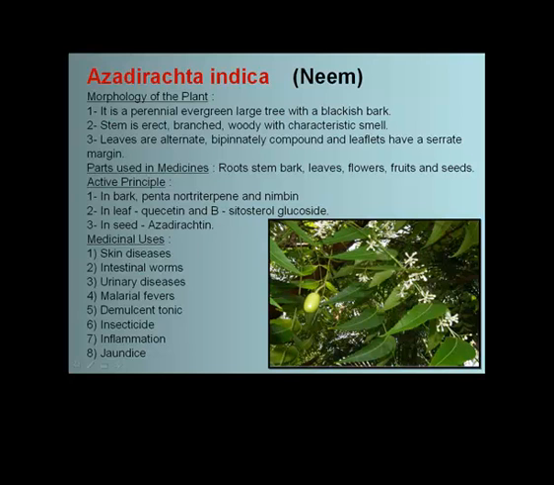Active principle: in bark, pentanortriterpene and nimbin. In leaf, quercetin and beta-sitosterol glucoside. In seed, azadirachtin. Medicinal uses: skin diseases, intestinal worms, urinary diseases, malarial fevers, demulcent tonic, insecticide, inflammation, jaundice.